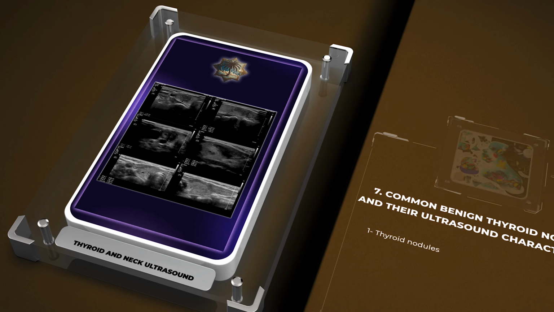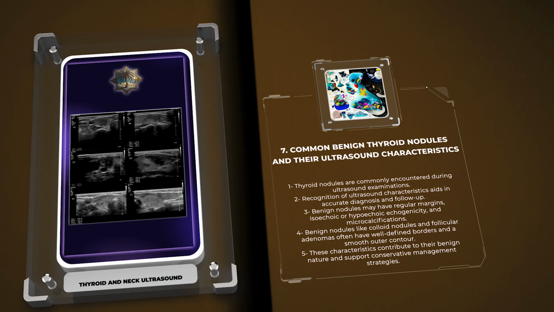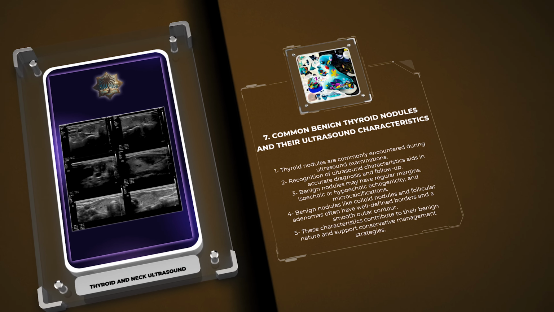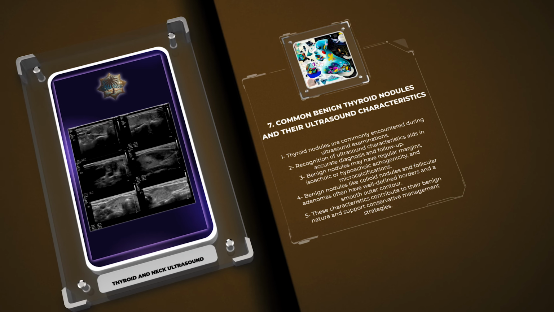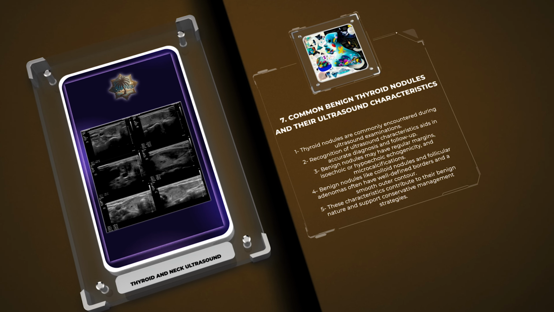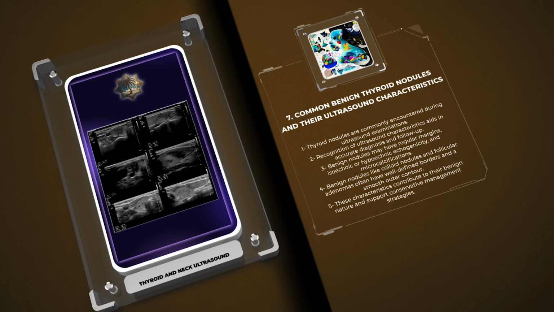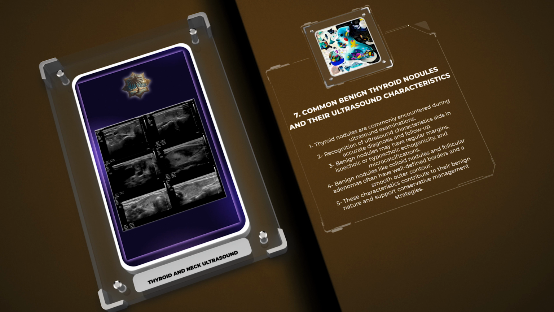Thyroid nodules are commonly encountered during ultrasound examinations. Many of these nodules tend to be benign, and recognizing their ultrasound characteristics aids in accurate diagnosis and follow-up. Benign nodules may exhibit regular margins, isoechoic or hypoechoic echogenicity, and microcalcifications. Common benign nodules, such as colloid nodules and follicular adenomas, often have well-defined borders and a smooth outer contour. These ultrasound characteristics contribute to their benign nature and support conservative management strategies.